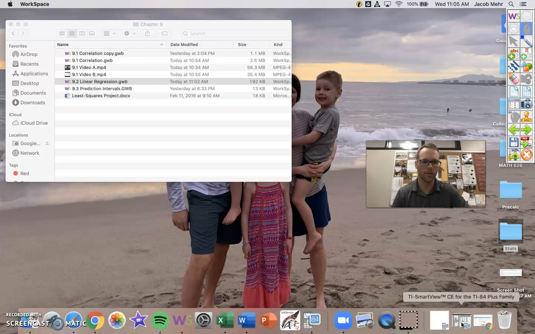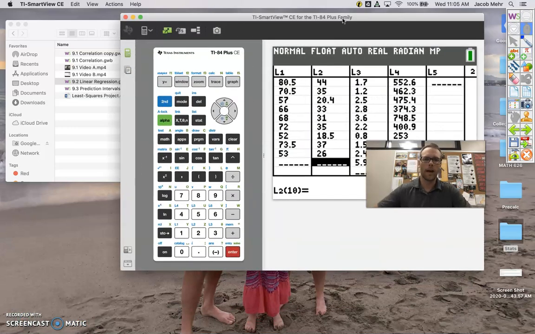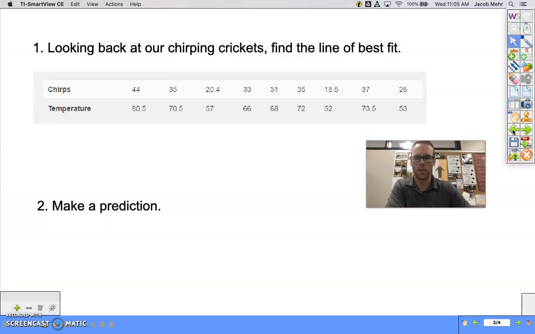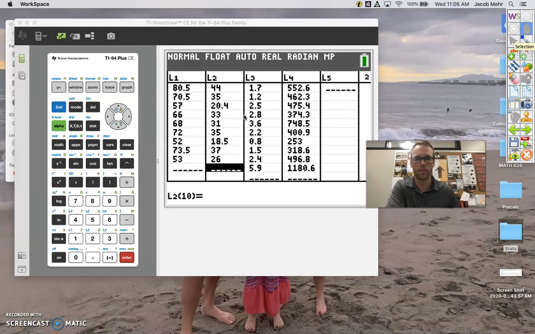Got to be somewhere here. There it is. And I have the chirping data in list 1 and list 2. So just like in the previous video, I'm choosing temperature to be X and our chirps to be Y. So I have temperature in list 1. I have chirps in list 2.